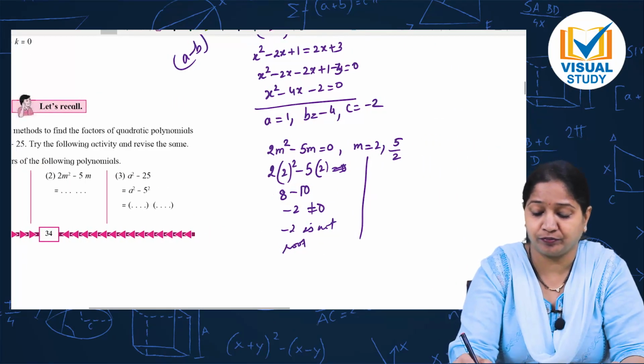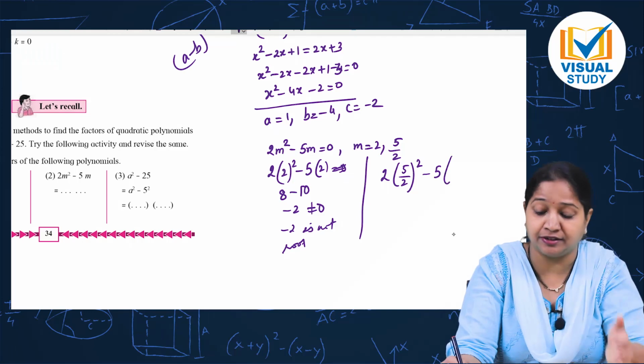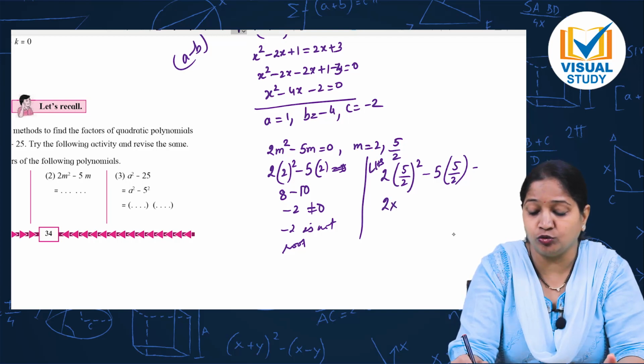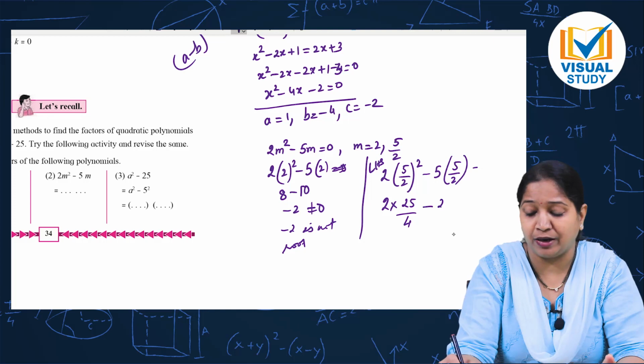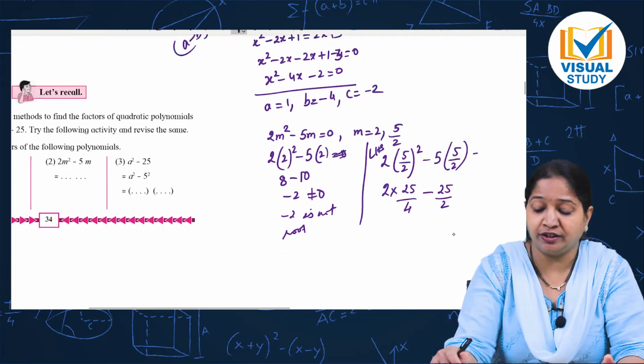That is 2 into 5 upon 2 whole square minus 5 into 5 upon 2. This is your right hand side. Okay. 2 into 5 square upon 4 is 25 upon 2, minus 25 upon 2. How much do you get?